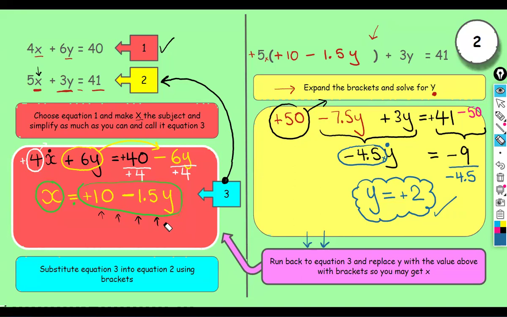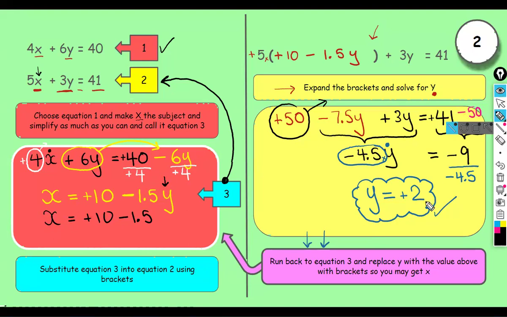Equation 3. In fact, equation 3 is going to be your favorite equation and your most important equation. So go to equation 3. You will see that x is already the subject. Look at it here. X is already the subject. Let me get a different color here. X is equal to positive 10 minus 1.5. What do you think we should replace the letter y with? Take a guess for a fake $1 million. What should we replace the letter y with in equation 3?